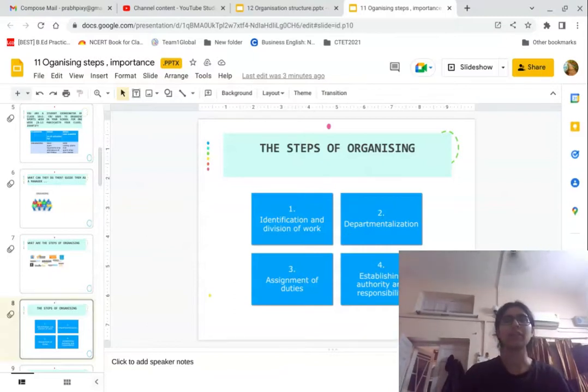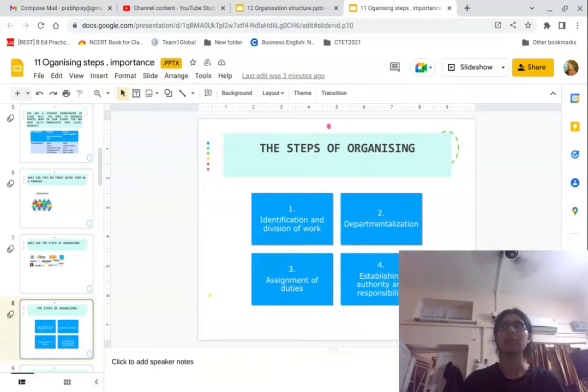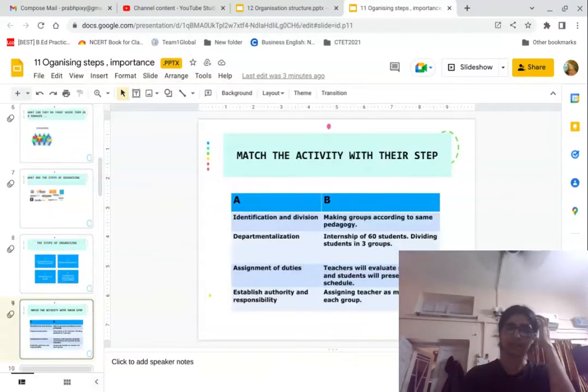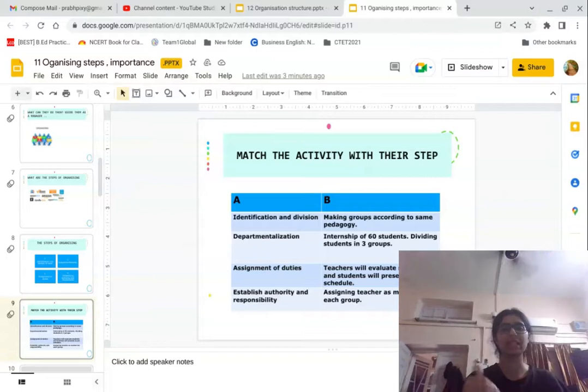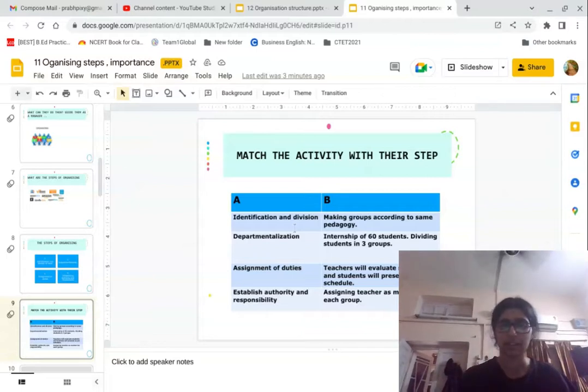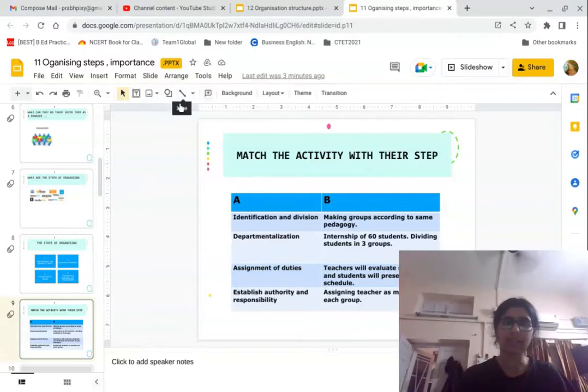Then you have to tell them: Tina will be reporting directly to Prabnur, and Prabnur will be reporting directly to Rahul. So you will create that chain of hierarchy, right class? Now you have to tell me which activity goes with which step. If I talk about identification and division, I will be reading about the activity and then you will mark it.